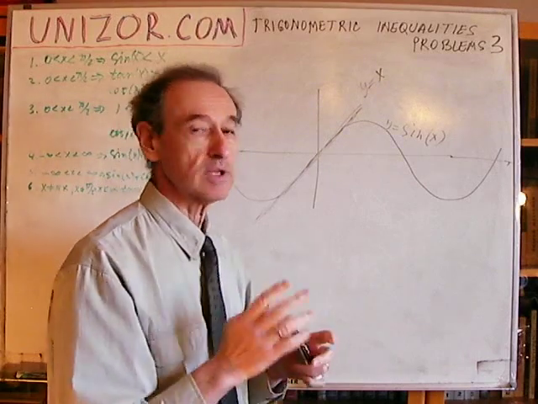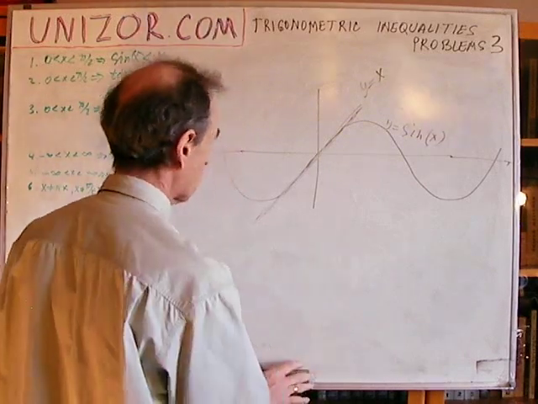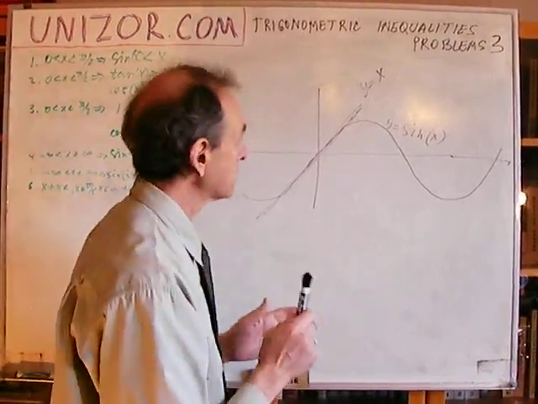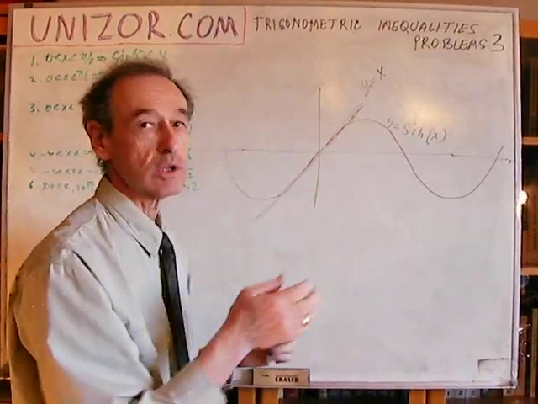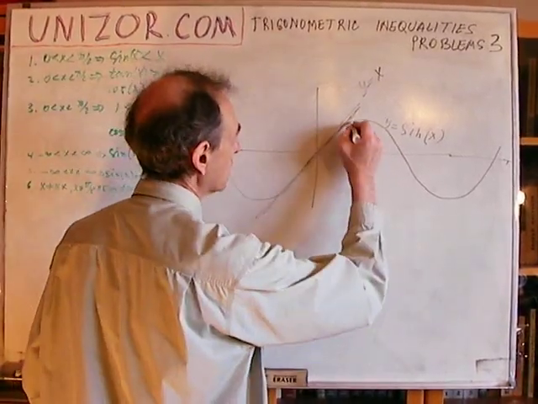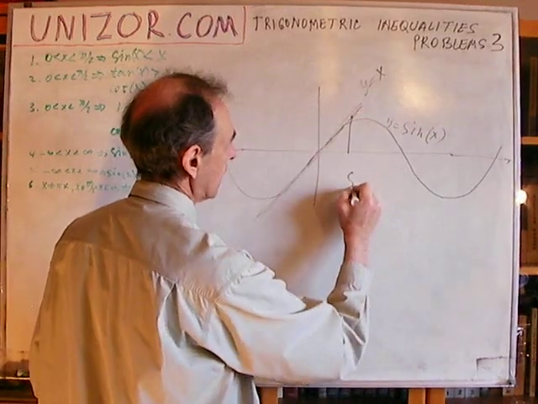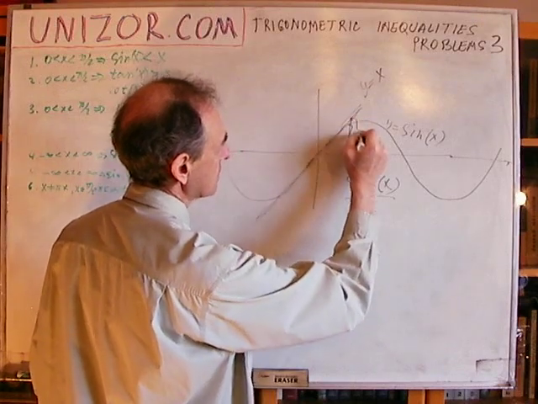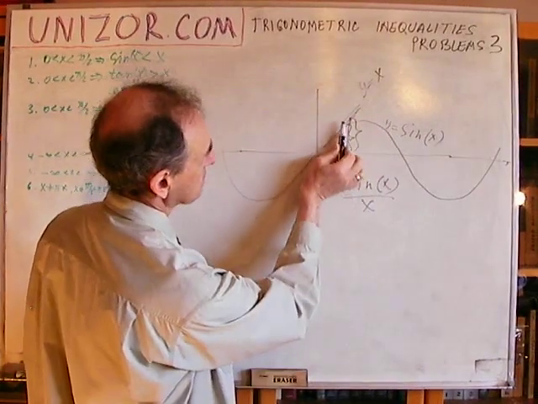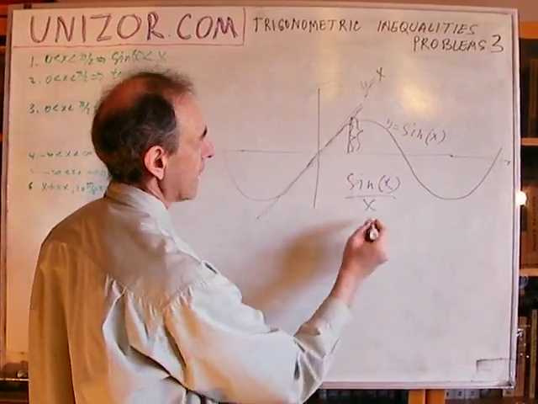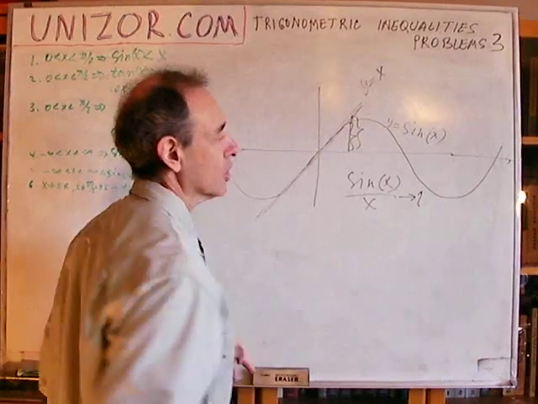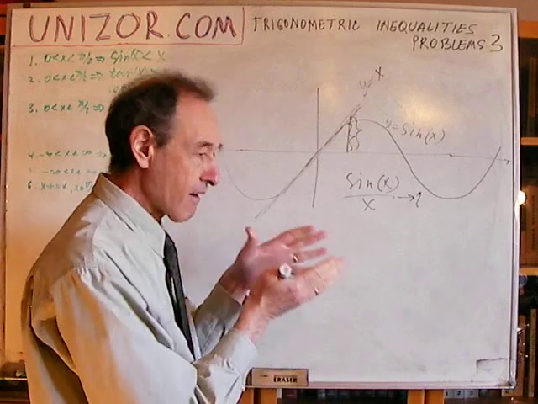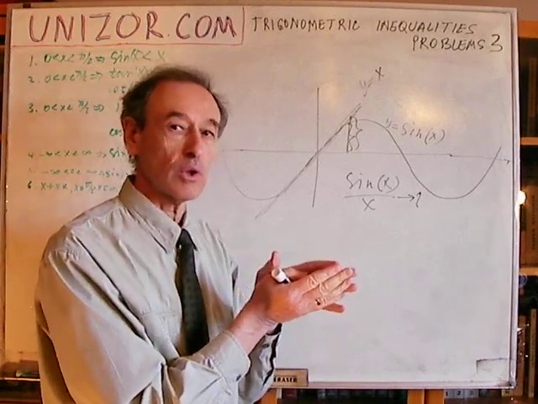And here is a very interesting theorem. I'm not going to prove this theorem right now, that's for later, but basically the point is that they are so close that the ratio between sine x and x, this is sine x and this is x, right? So this ratio goes to 1 the closer we get to 0, which means they are very, very close to each other.